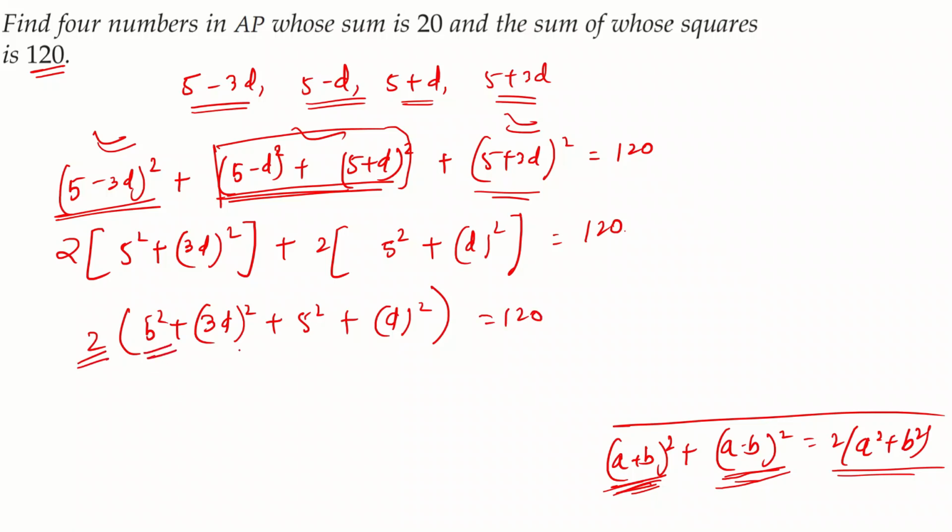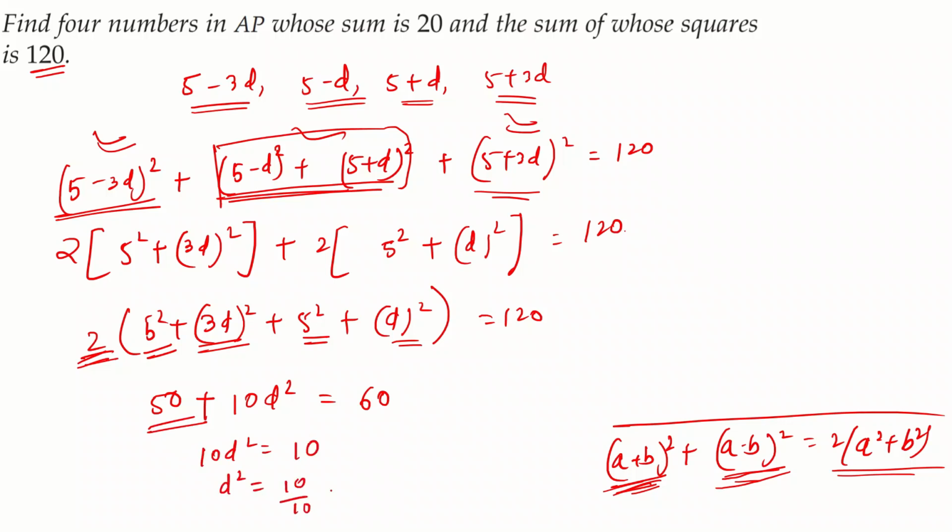So it is 5 square plus 5 square is 25 plus 25, 50, plus 9D square plus D square is 10D square, and this 2 I take on the right hand side, so 120 by 2 is 60. I take this 50 on the other side, so I get 10D square is equal to 60 minus 50, which is 10. D square is equal to 10 by 10, which is 1. So D square is 1, that means D is what? Good this time, plus or minus 1, extremely good. So I get the value of D, and now all I need is just put the value of D in here and get my numbers.